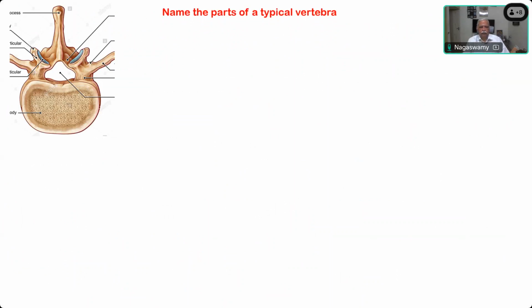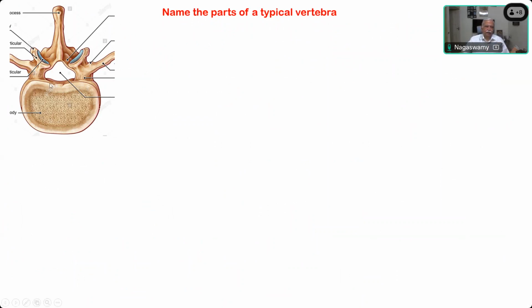Name the parts of a typical vertebra. Body, intervertebral foramen, facets. Is the intervertebral foramen a part of a vertebra or of the vertebral canal? The intervertebral foramen is between two vertebrae. It doesn't form part of the vertebra. When two vertebrae lie adjacent to each other, there is a gap which is called the intervertebral foramen.